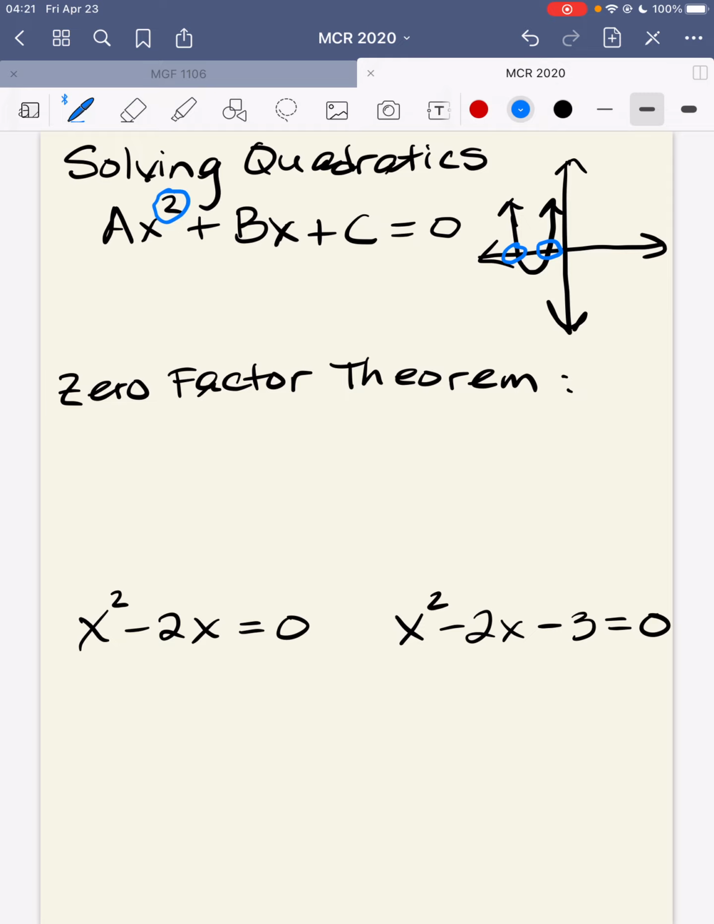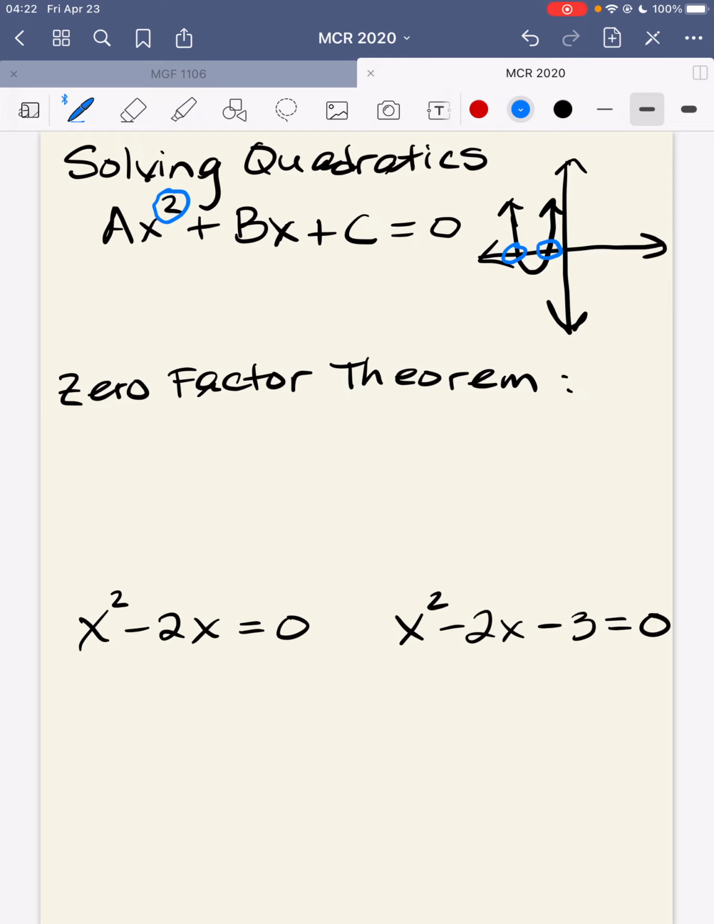Okay, and for the most part, you're always going to get some sort of 2 solutions. There are exceptions to this. We'll talk about those later. But what we're doing is we're trying to solve these. If they factor, we should be getting 2 solutions. They won't necessarily be different. Let's go ahead and look at these.